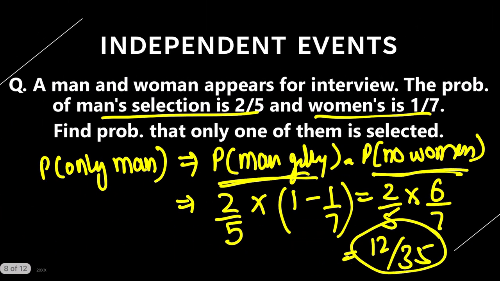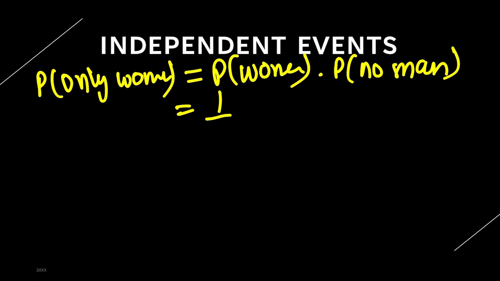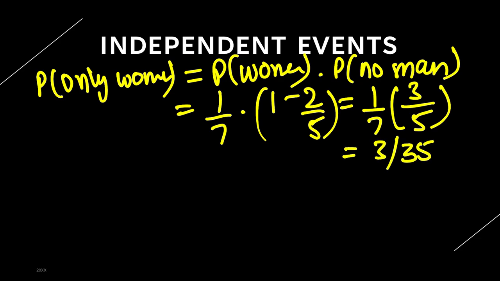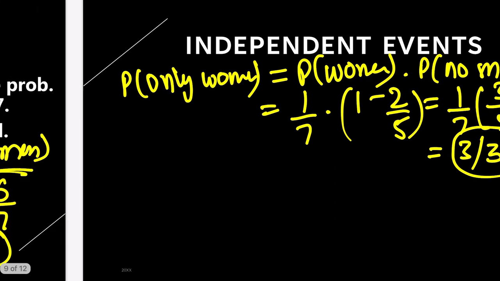What is the probability of women getting selected? That is 1 by 7. Probability of no man getting selected is 1 minus 2 by 5. So 1 by 7, 5 minus 2, 3. So that is 3 by 7, 5 is 35. So 3 by 35 is the probability of only women getting selected.